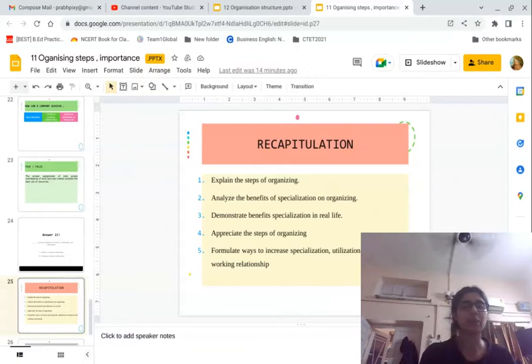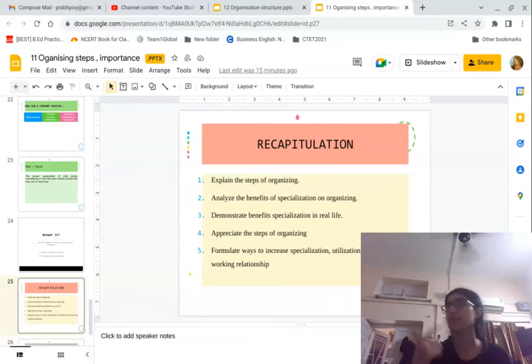So let us recapitulate, class. Today we have discussed these steps of organizing. Then we have discussed why we need organizing. Organizational structure is a new thing that you have studied today. Afterwards, what did you study, class? Yes, we have discussed basically the three points of why we need organizing.